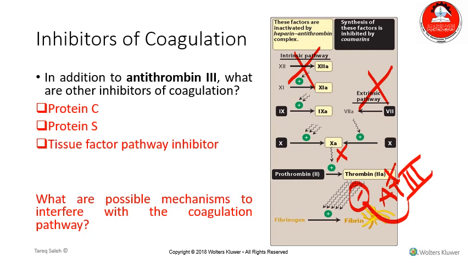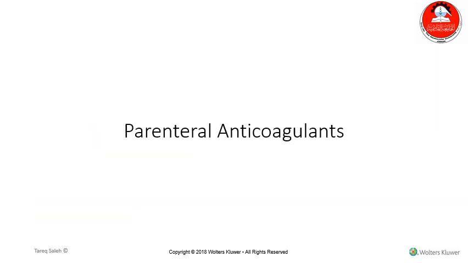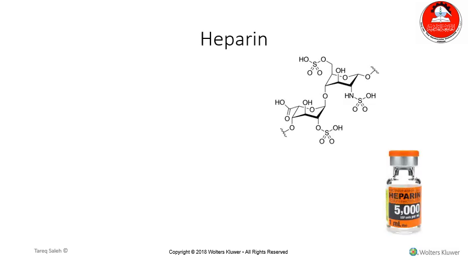These are some of the mechanisms that we will be discussing further as we start taking the drugs that are used as anticoagulants in the clinic. Let's start with parenteral anticoagulants, meaning anticoagulant drugs that are given through the intravenous or intramuscular routes. So the first and most important parenteral anticoagulant is the drug heparin.